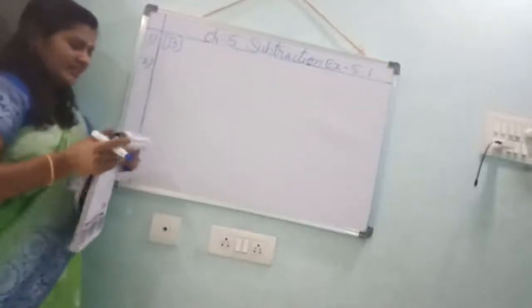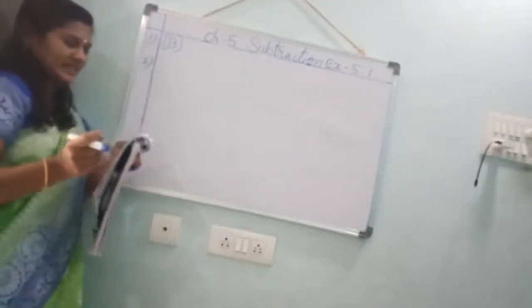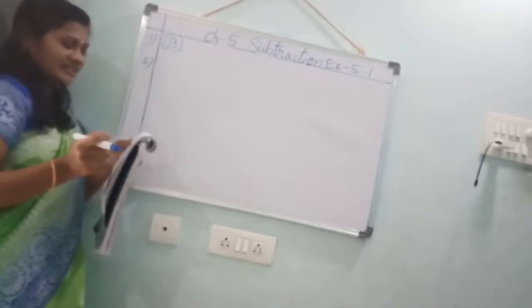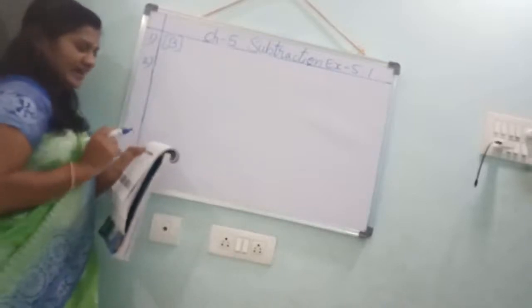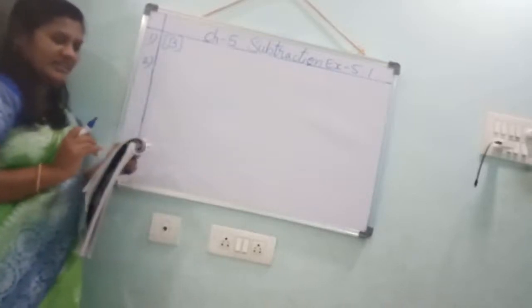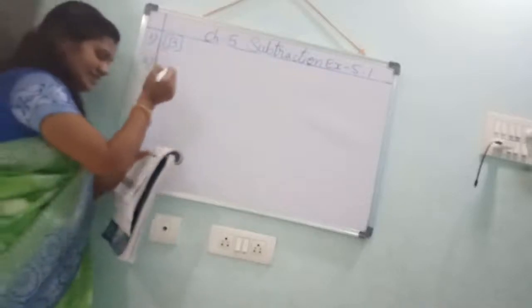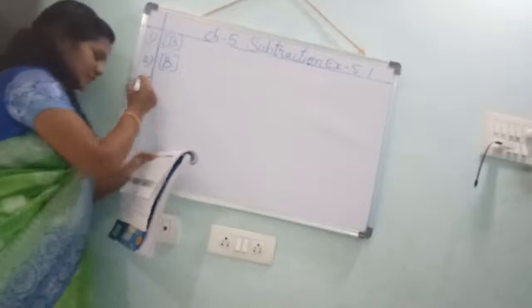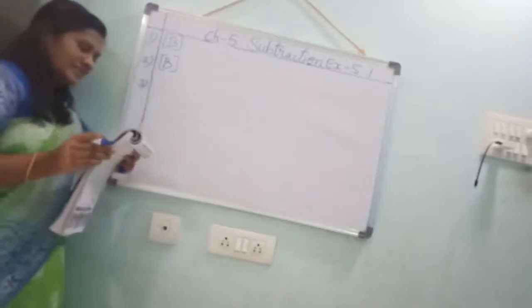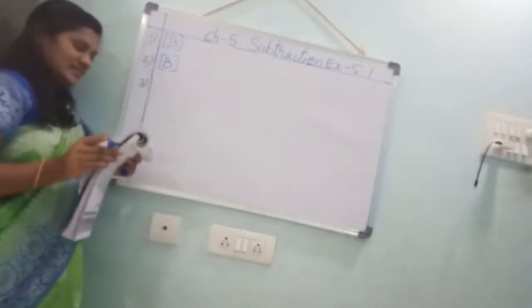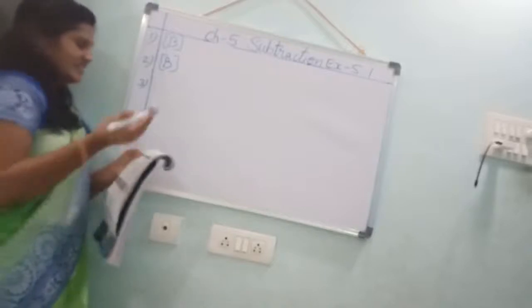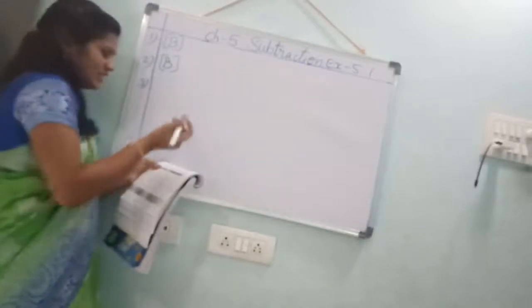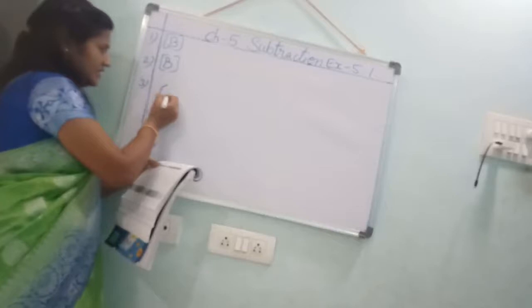Rounding of 91 to the nearest tens. 91 nearest tens, what will we get? 100, 90, 95, 99. Which number will we get? 90. B. Third one. Rounding of 60 to the nearest tens. We will get 60. 60 means 60 only, na? C.